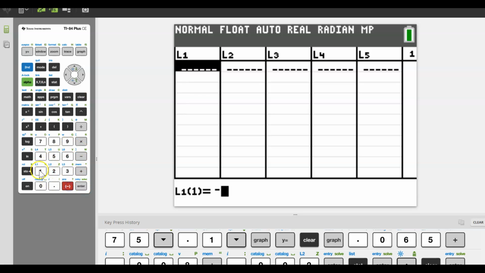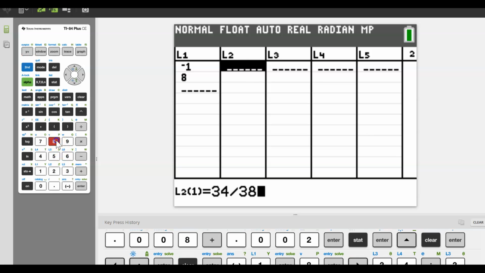So we either lose $1, so make sure that's a -1, not a subtraction 1, or we win $8 every time we play this game. This is going to happen 34 out of 38 times, and then this is going to happen 4 out of 38 times. So we have a legit probability distribution.